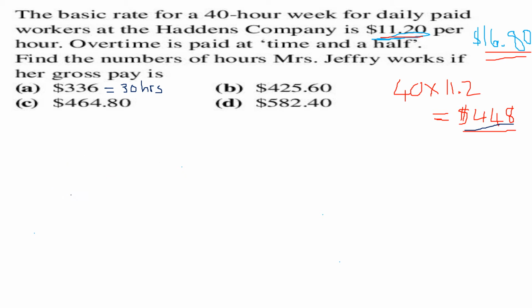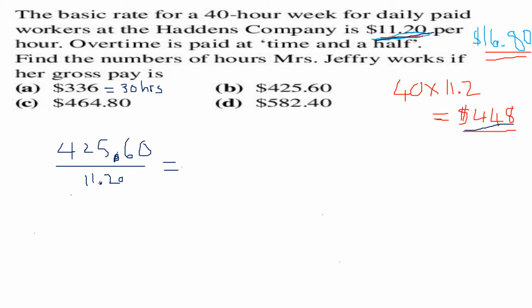The second one is B here, A, B, C, D. So for B, she made $425.60. And again, this is less than 448. So on B, she also worked for less than 40 hours. The rate we're using is this 11.20. So here we have 425.60 divided by 11.20, because she did not go over time. That's how much we have to calculate there.